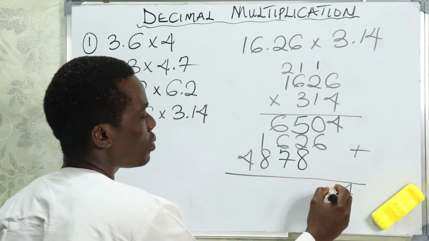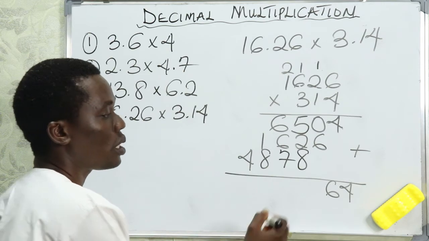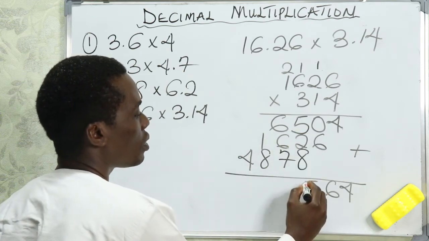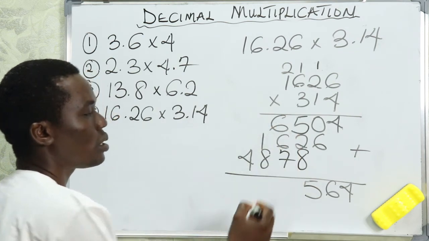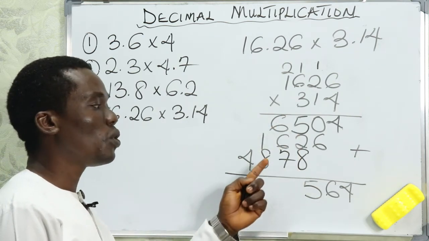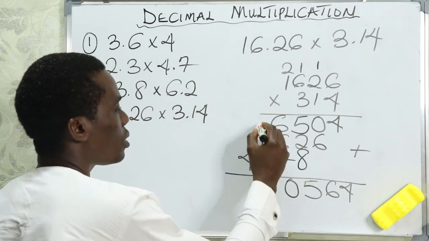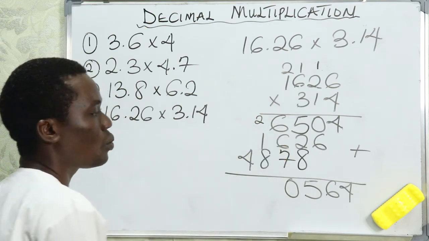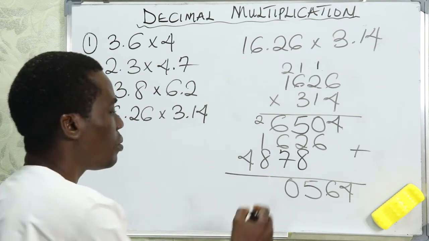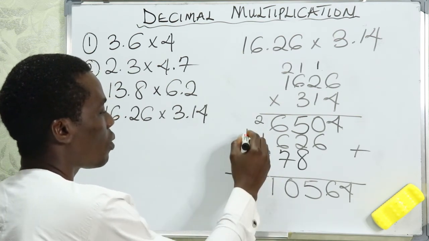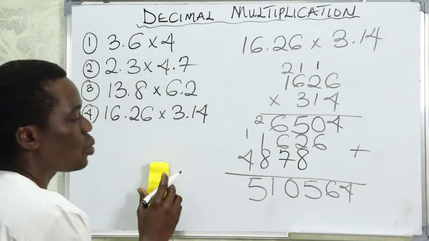0 plus 6 will give you what? 6. 8 plus 2 will give you 10. 10 plus 5 will give you what? That will give you 15. You write 5, you carry 1. 6 plus 6 will give you 12. 12 plus 1 will give you 13. 13 plus 7 will give you 20. You write 0, you carry 2. 2 plus 1 will give you what? 3. 3 plus 8 will give you what? That will give you 11. You write 1 and you put 1. 1 plus 4 will give you what? Will give you 5.